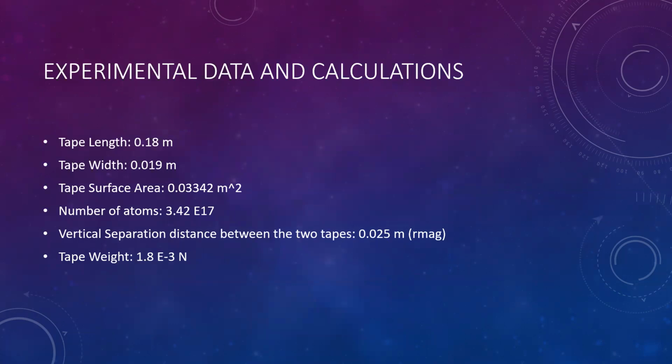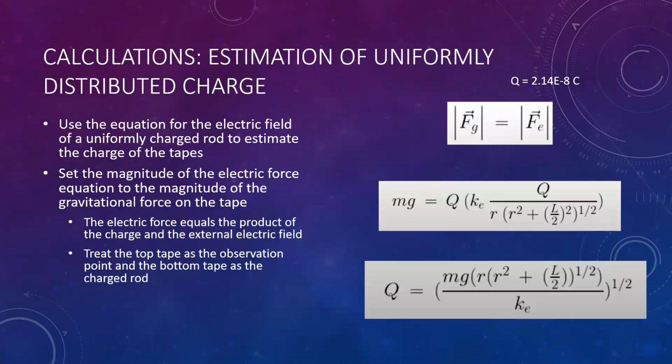This is also from lab 1. Tape length was 0.18 meters, tape width was 0.19 meters, surface area was 0.03342 meters squared, and the vertical separation distance of the two tapes was 0.025 meters.